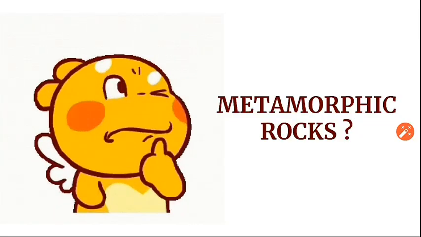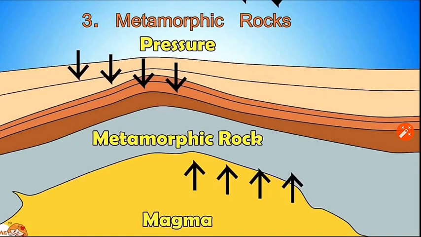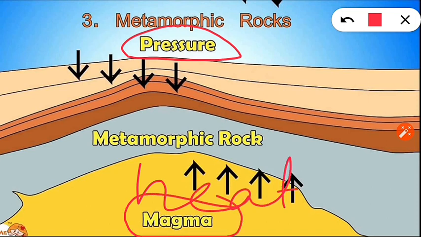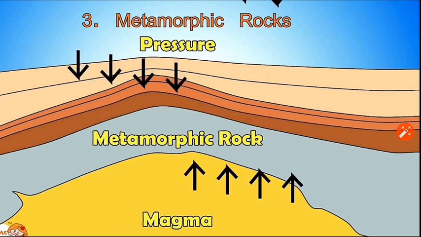Now, metamorphic rock. Any kind of rock, it can be an igneous rock or sedimentary rock, when it undergoes some pressure and heat. The heat comes from inside the earth, that is magma. When heat and pressure are working on any kind of rock, it turns into a metamorphic rock. That means there is a change in the type or in the formation of a rock when it undergoes heat and pressure. That changed form of rock is called metamorphic rock.